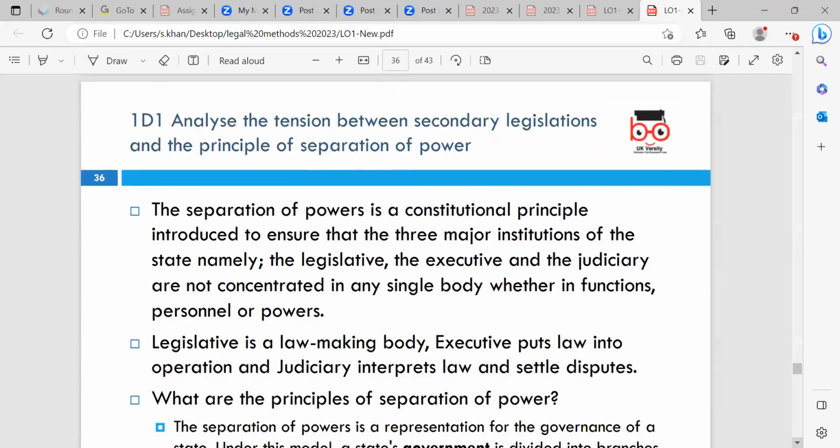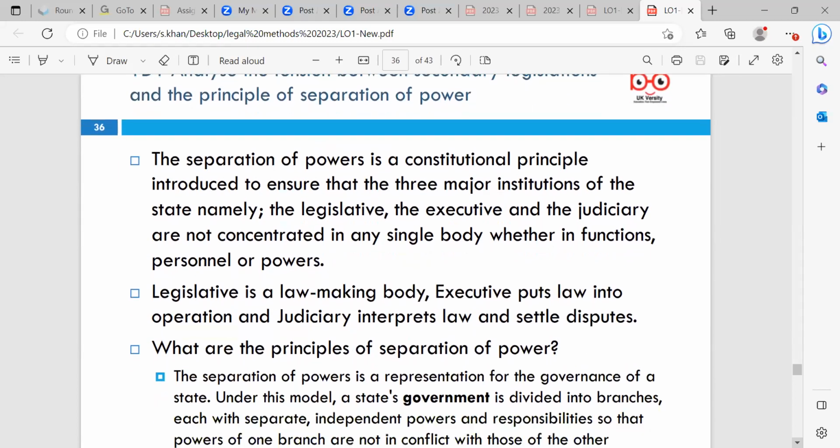1D1, now this is for the distinction one, to analyse the tension between secondary legislation and the principle of separation of powers. Separation of powers is a constitutional principle introduced to ensure that the 3 major institutions of the state, namely the legislative, the executive and the judiciary, are not concentrated in one single body, whether in functions, personnel or powers. The legislative is the law-making body, the executive puts the law into operation, and the judiciary interprets the law and settles disputes.